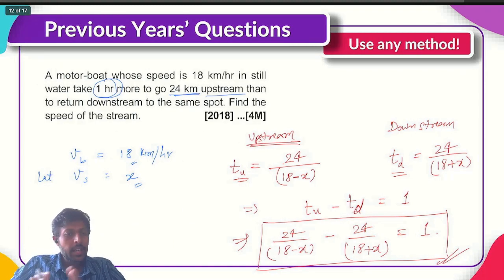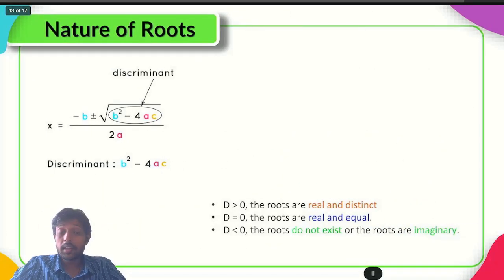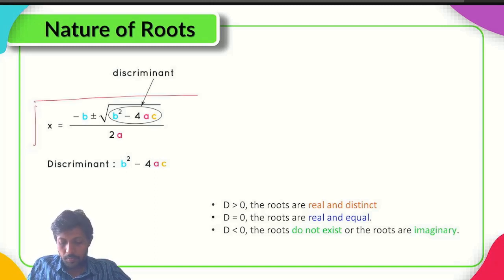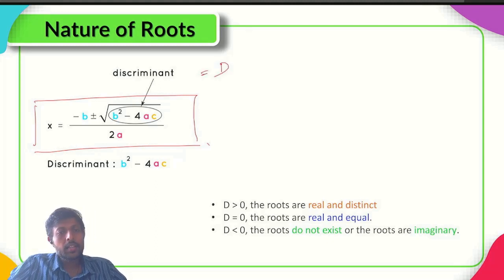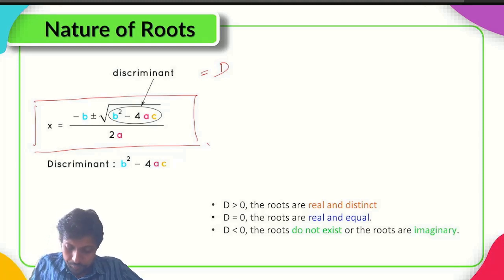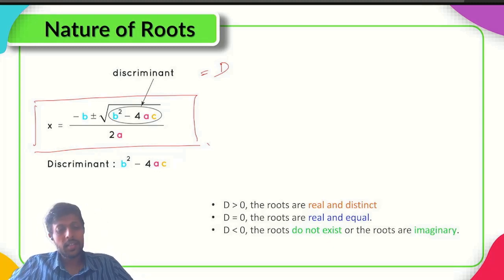Let's move on to the next concept, which is understanding the nature of roots. We've seen Sridhar Acharya's formula is this. The quantity that you see inside the square root sign is called the discriminant and is usually denoted by capital D. We just give it a special name, that's all. Why? Because we deal with the discriminant again and again to figure out the nature of roots.